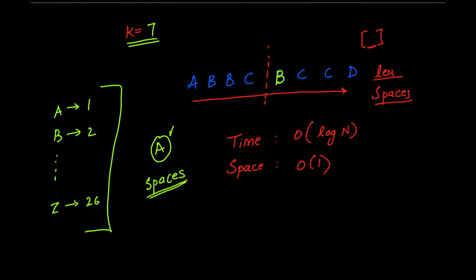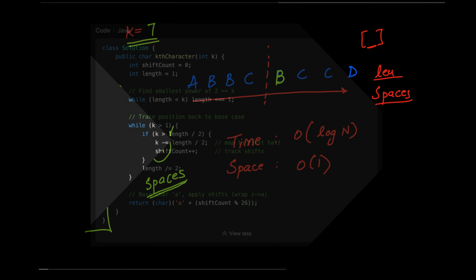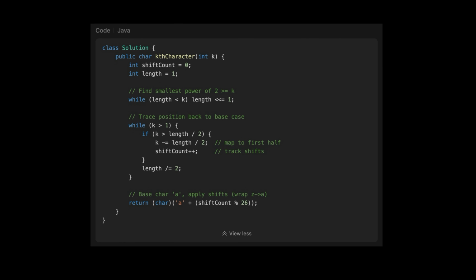Let me show you how we can implement this solution using Java. In this Java implementation, I have used two variables, the shift count and the length. On the next line, I am running a while loop to multiply the length of the entire string by 2 until the length of the string is greater than or equal to k. Once we know the length of the string, on the next line, I am starting a while loop to help break down the entire string into smaller halves until it is broken into individual components or characters.